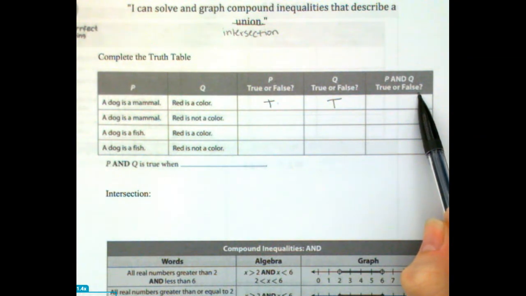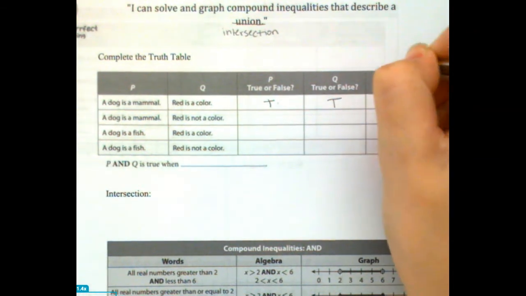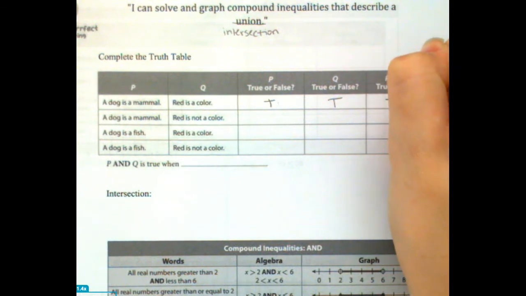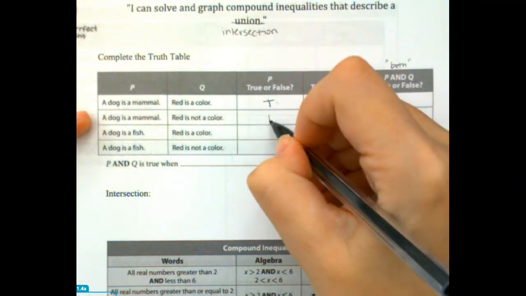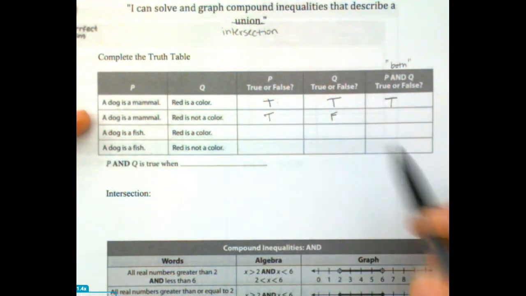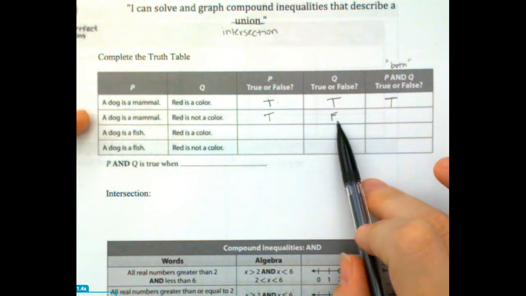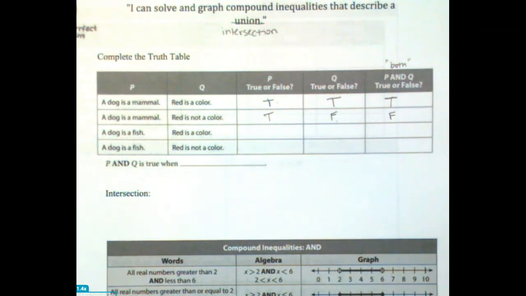This is different than the last learning target where it was OR, where if only one was true, then we could put true here. But in this case, they both have to be true. In fact, I'm going to put that up here as and. They both have to be true. The second one, a dog is a mammal, that's true. Red is not a color. That's false. So because the Q is false, this has to be false because both are not true.